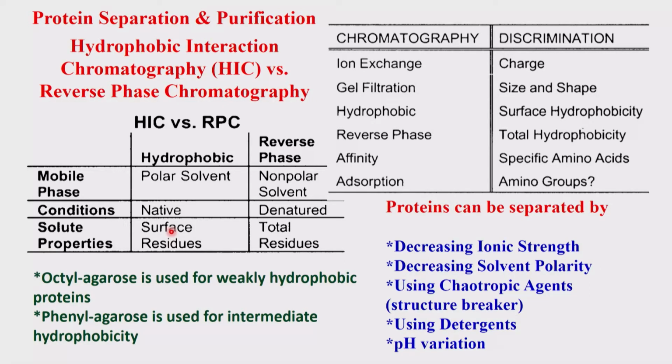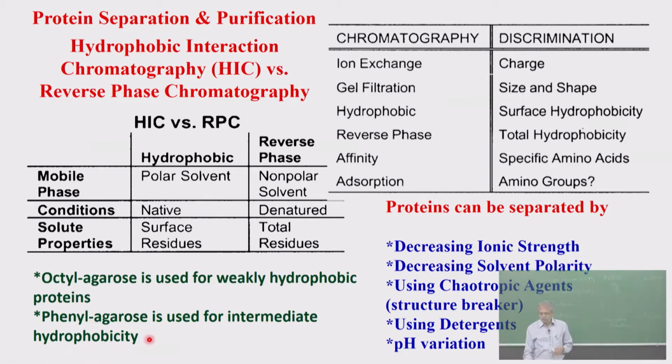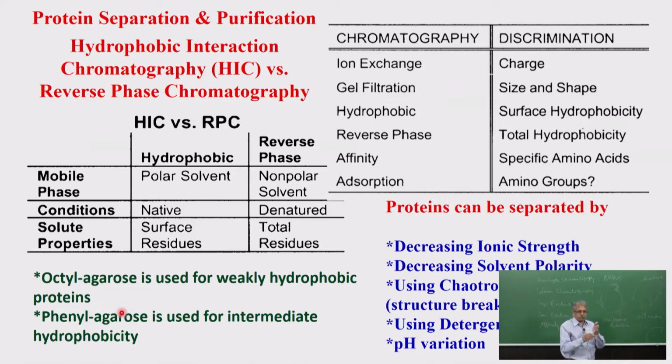So what kind of things do you use for the stationary phase? If it is weakly hydrophobic, use octyl agarose, and if it is of somewhat medium hydrophobicity for the protein, which can be measured by other methods, you use phenyl agarose. That means you can temper, modify, modulate your stationary phase so that it has a specific ability to separate those kinds of proteins, not the other ones, though other things are there in the mixture. I hope that part is clear from the hydrophobic interaction chromatography versus reverse phase chromatography and the column material that you use in these.